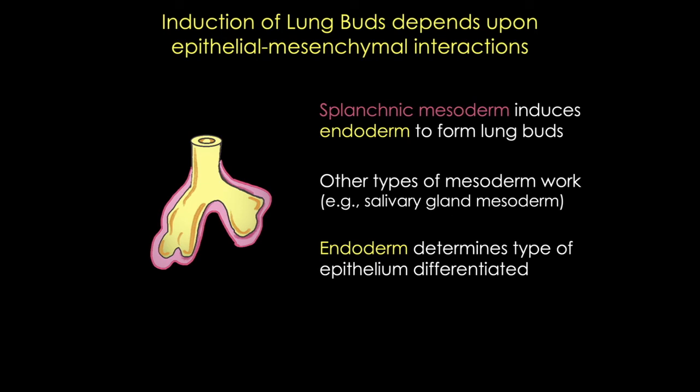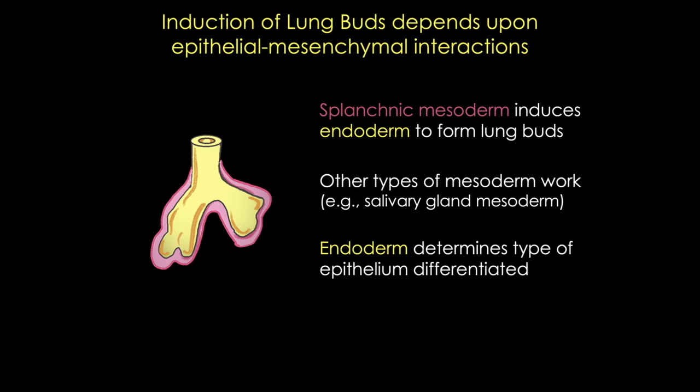Now, we don't know the exact signals in humans, but in mice we know that this process requires retinoic acid. So what would you predict might happen with loss of retinoic acid signaling, or maybe a vitamin A deficiency? Well, in mice, this results in pulmonary agenesis or hypoplasia.